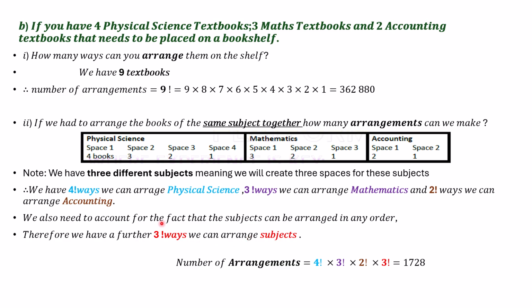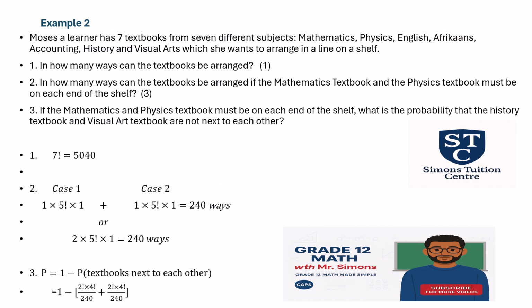So my number of arrangements would be 4 factorial times my 3 factorial times my 2 factorial times the 3 factorial ways we can still arrange the 3 subjects together. Alright, I hope it makes sense. Let's go to the next problem. You can pause here if you want to. Look at how it's done. Look if you can do it. But yeah, I'm continuing to the next slide.